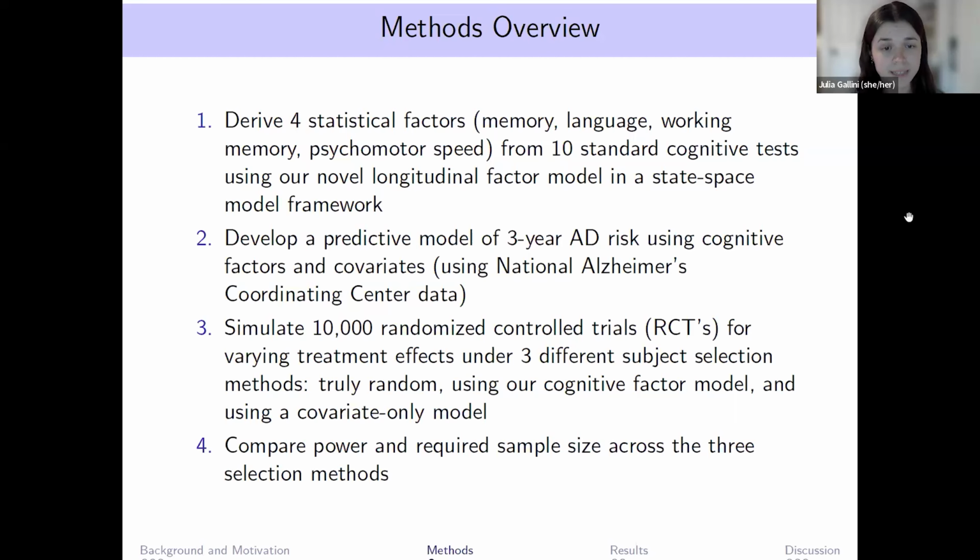We then simulated 10,000 randomized controlled trials for varying treatment effects under 3 different subject selection methods: a truly random selection, using our cognitive factor model to select high-risk participants, and then finally using a covariate-only model to select high-risk participants. Our main results in step 4 are to compare power and required sample size across these 3 selection methods.